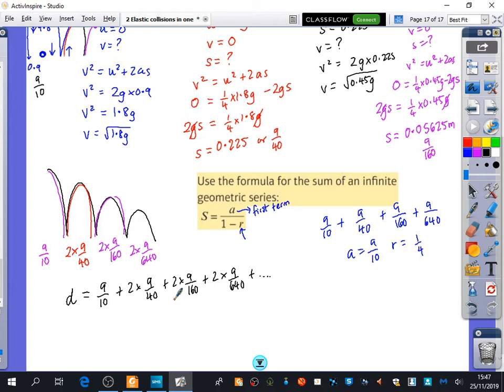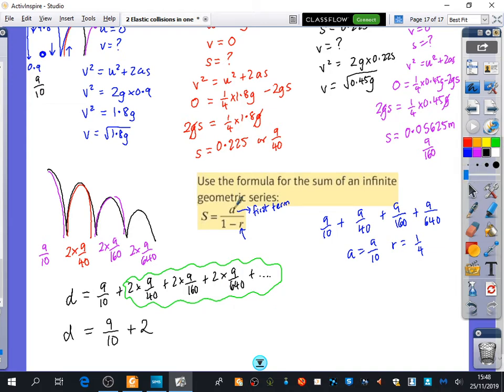Which way do you want to do it? Ignore it or keep it and then minus it? Ignore it. Okay, let's ignore it. So that means that it is 9 over 10 plus 2 lots of this series that we've got here. And this series, which I'll do in this kind of green bit, we're now going to think, what's the first term that we have in this series?